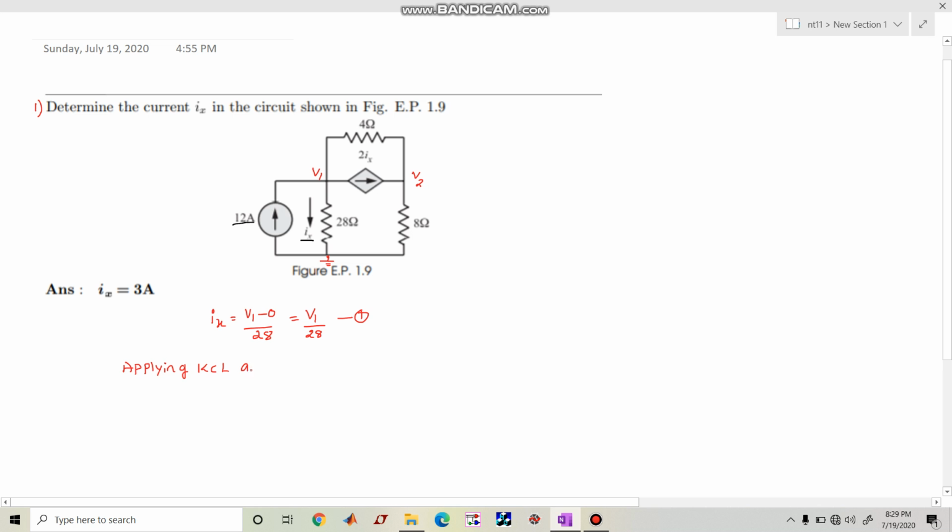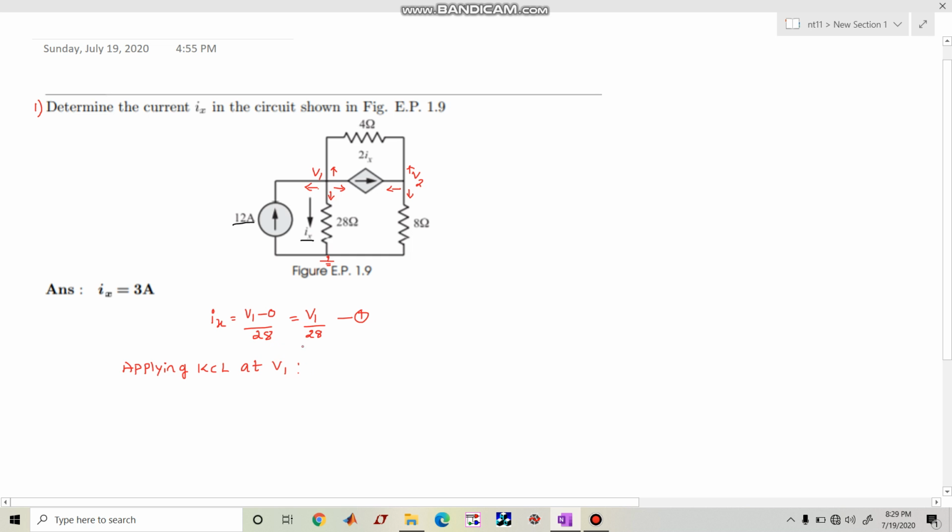Applying KCL at V1. I assume current directions as going out from the node in both cases. Okay, these are my current directions. Here also the same, though you can assume coming into the node also. The equations will be different while writing, but at the end they will become the same.